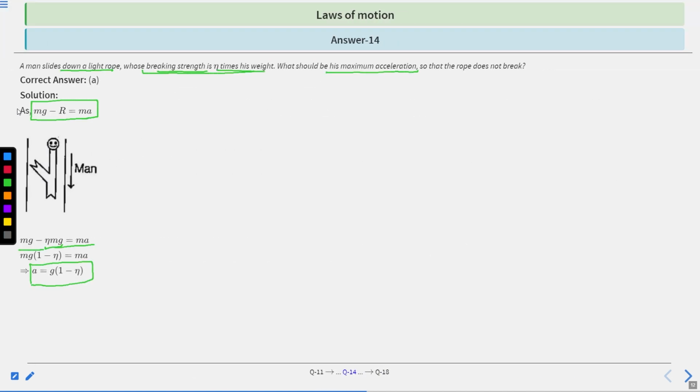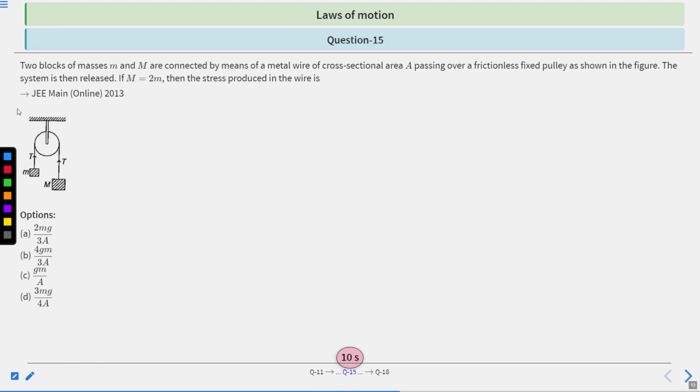Next question. This is a JEE Main 2013 question. Two blocks of masses small m and capital M are connected by means of a metal wire of cross-sectional area A, passing over a frictionless fixed pulley as shown in this figure. Clear? This is the figure.